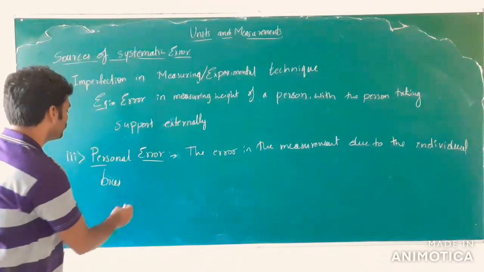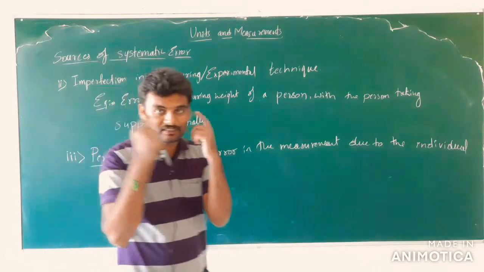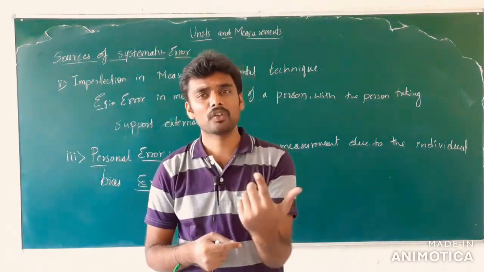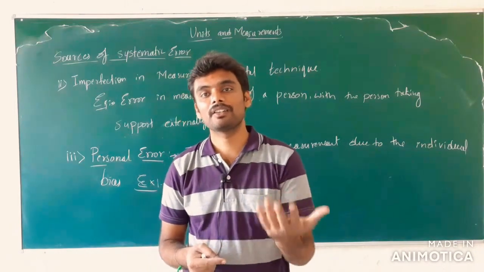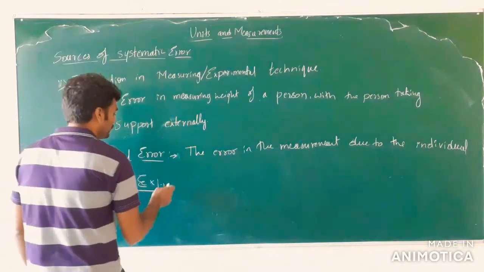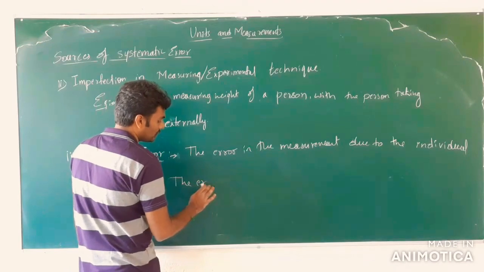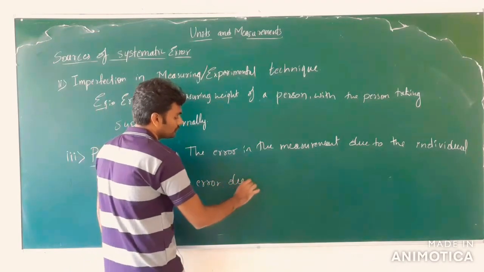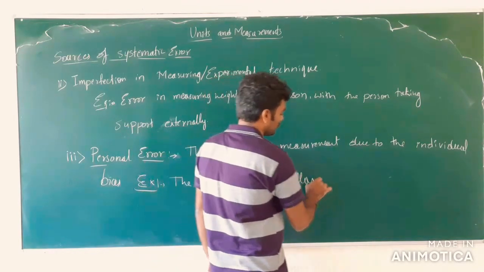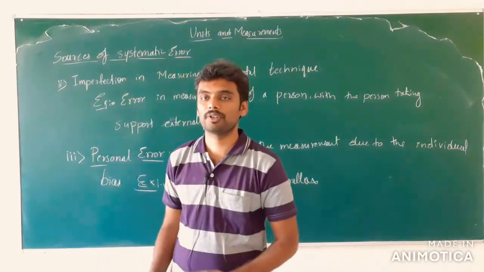The example for personal error is, say, what is this effect? From the right eye we got some reading, from the left eye alone we got some other reading. This effect itself is the parallax effect, isn't it? So the example is the error due to parallax. Okay, so error due to parallax can be considered as personal error.